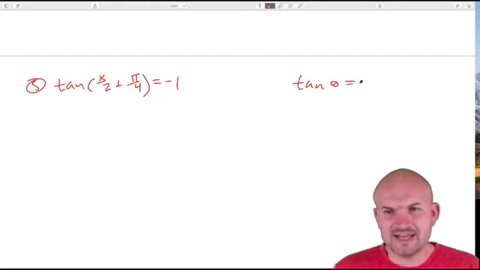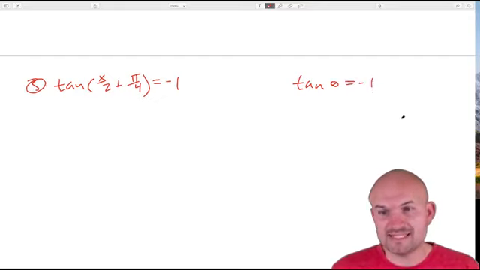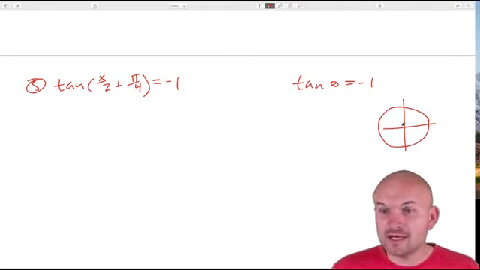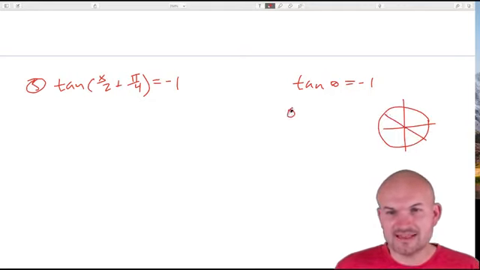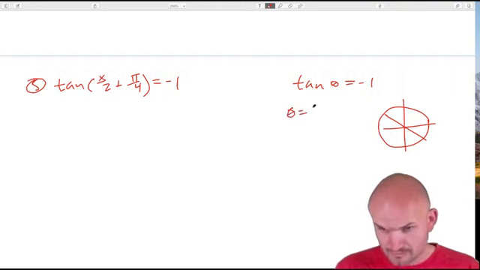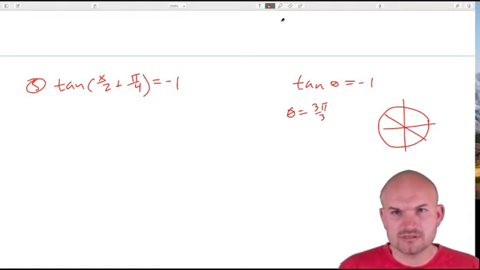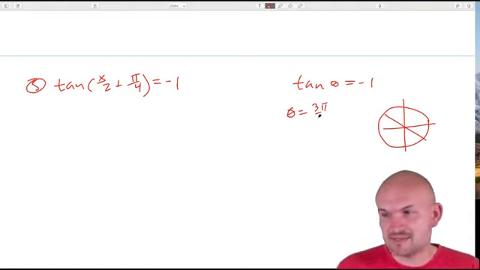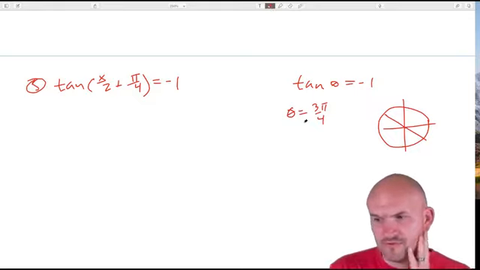So if I had tangent of theta equals -1, all right, so based on the unit circle, we can say, when is tangent of theta equal to -1? Well, that's going to be here and here. So those angles, we can say theta is going to equal 3 pi over 4. I hate mistyping. So this is going to be 3 pi over 4.